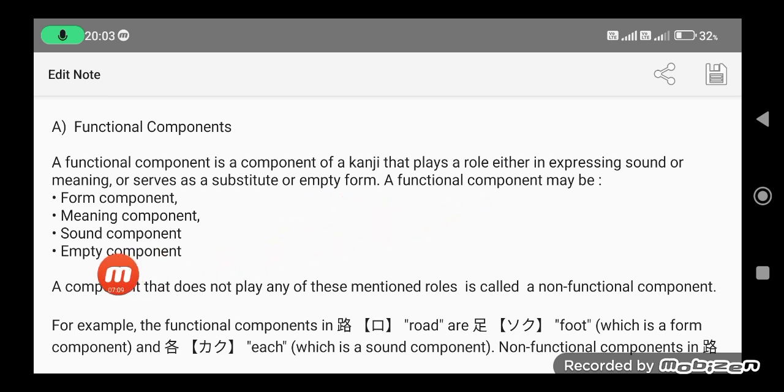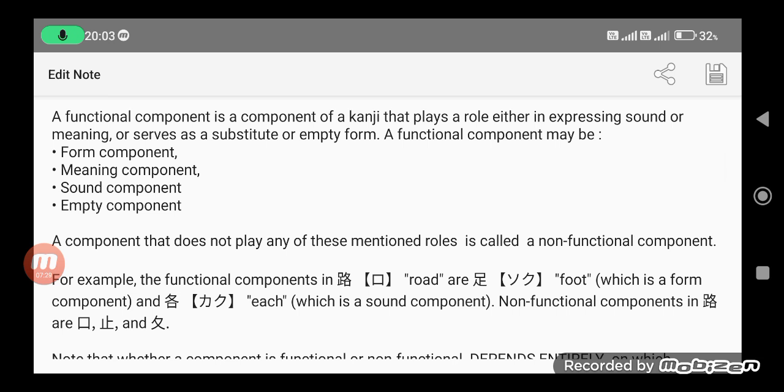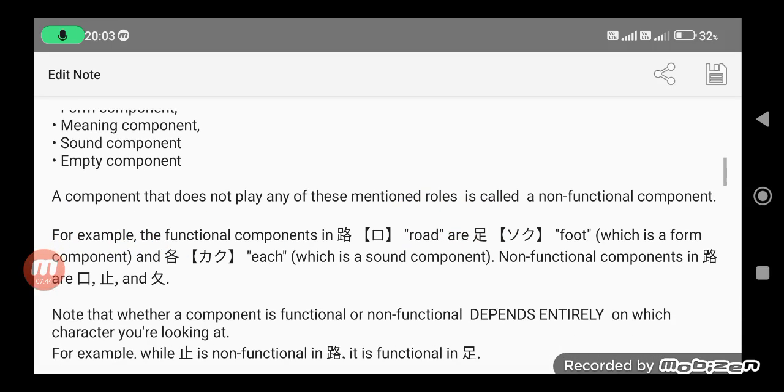A functional component, there's a mnemonic for this, FMSE: form, meaning, sound, empty component. And so believe it or not, another functional component or functional radical is an empty component. So even though it is labeled empty, it's still a functional component and not a non-functional component. A component that does not play any of these mentioned roles is called a non-functional component or non-functional radical.